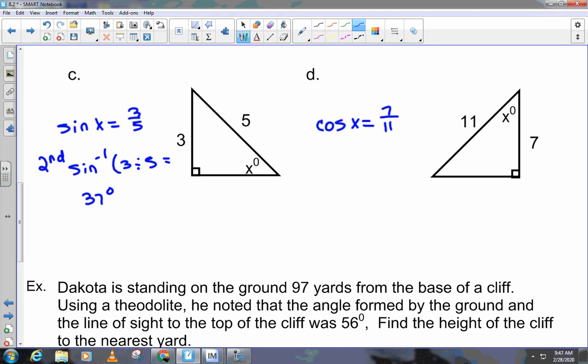Okay? Now, because we're working with the angle, that means we have to use what? The inverse. So we have to type in second cosine, that little -1 thing pops up, and we do 7 divided by 11. Second cosine, 7 divided by 11, what'd you get? 50 degrees, right? 50.4, so 50 degrees.